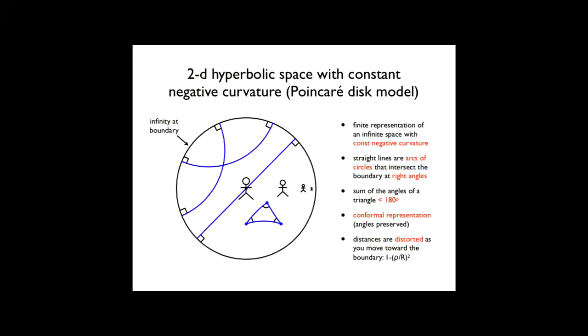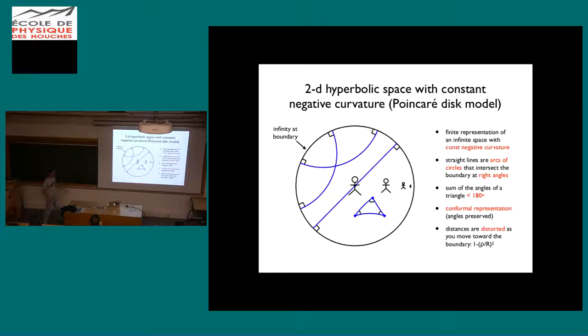Now let's go to two-dimensional hyperbolic space with constant negative curvature. There's a mathematical theorem that says that you cannot embed globally a two-dimensional space with constant negative curvature in ordinary three-dimensional Euclidean space. So we're going to consider a representation called the Poincaré disk model, which I can show you how you get on the next slide. It's basically a finite representation of the infinite space, which is this space with constant negative curvature.